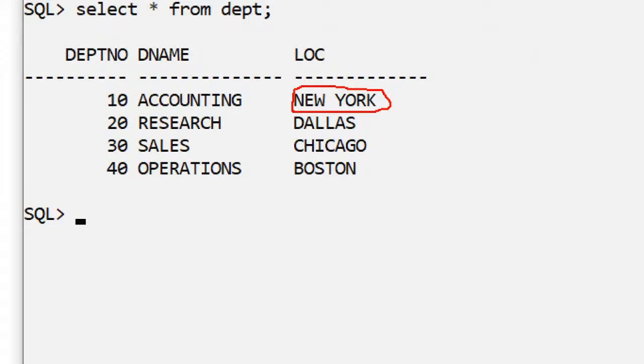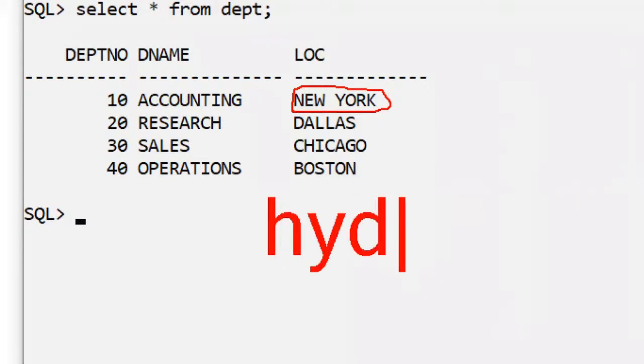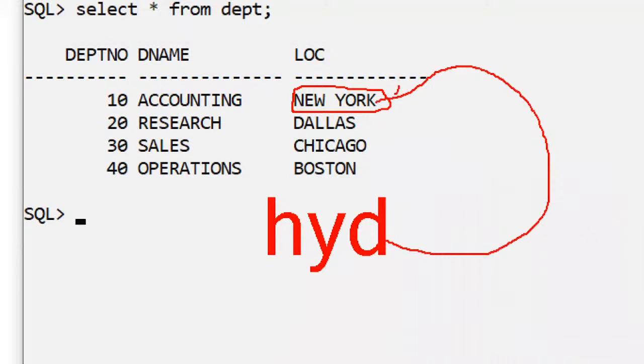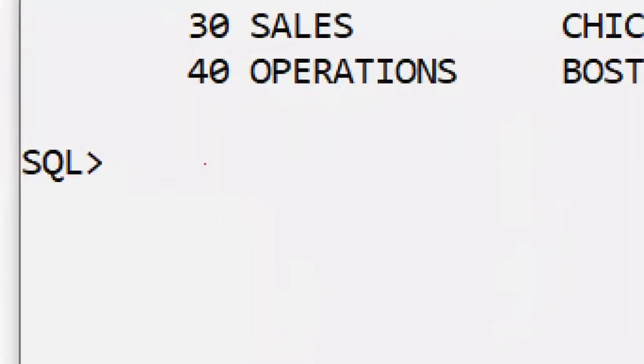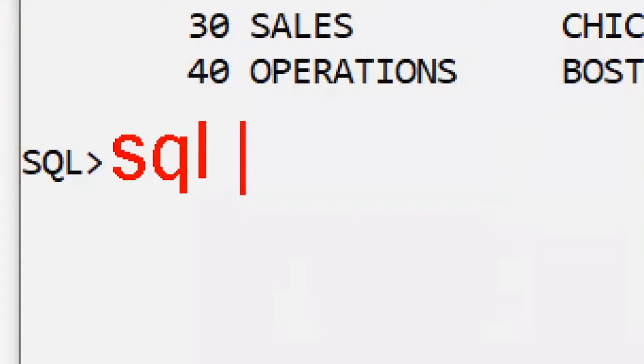In my project, I want to change. Today, I want to change this New York location into Hyderabad as a location in my project. Suppose I want to change this New York location into Hyderabad in this relational database. How can I do it? Just at the SQL prompt, we are using the SQL language. SQL is a very easy language. How? I will tell you.